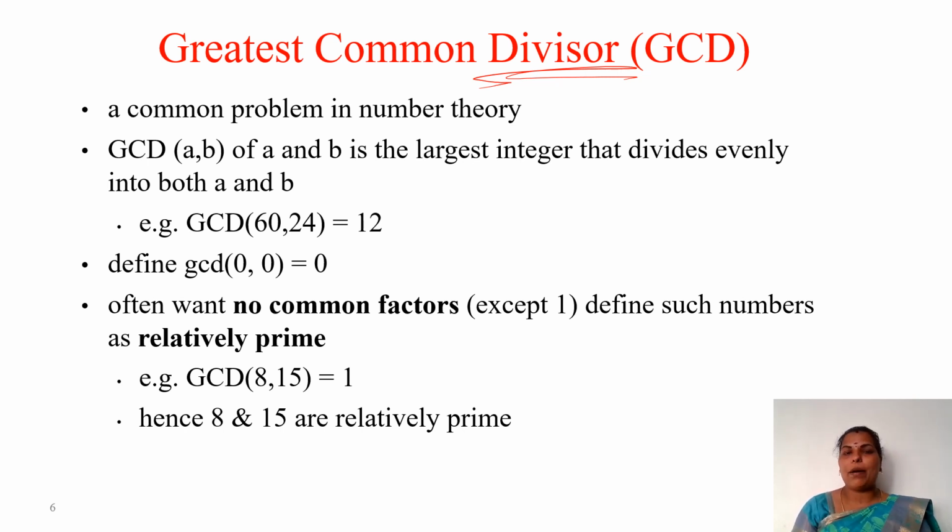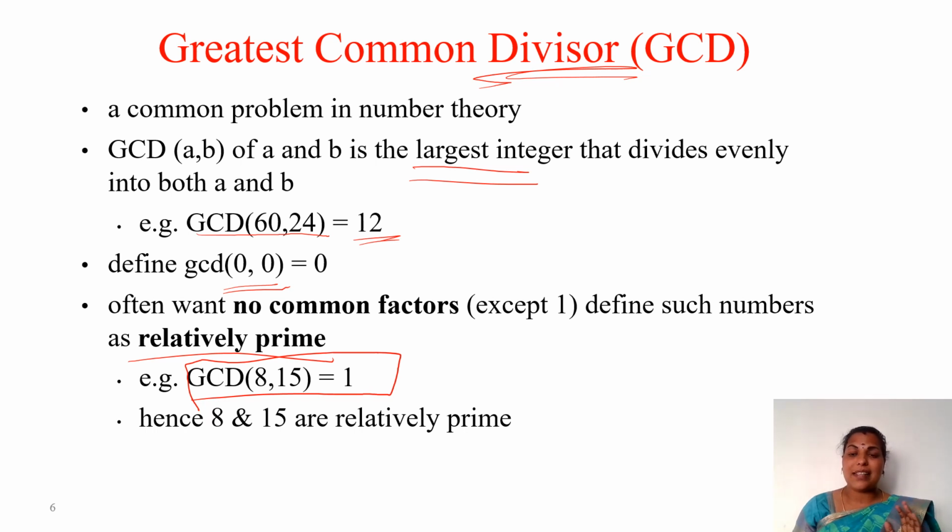This is a very common problem in number theory. GCD of a comma b is the largest integer that divides evenly into both a and b. So GCD of 60 comma 24 is 12. GCD of 0 comma 0 is 0. We also define numbers with no common factors except 1 as relatively prime. That is, GCD of 8 comma 15 is 1. If the GCD of two numbers is 1, then we call those two numbers relatively prime. In future it may be used.